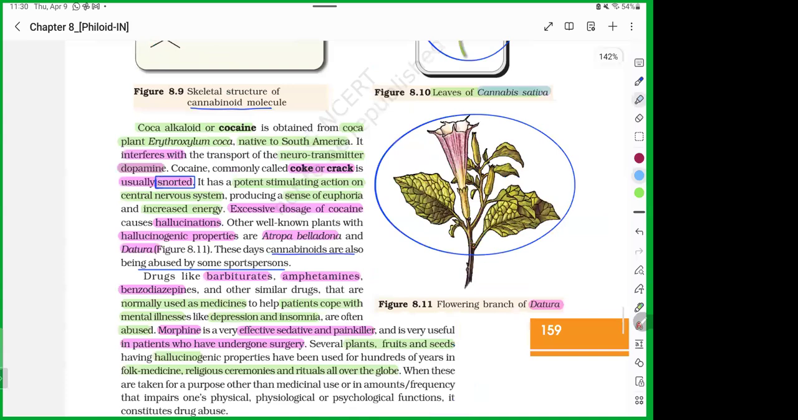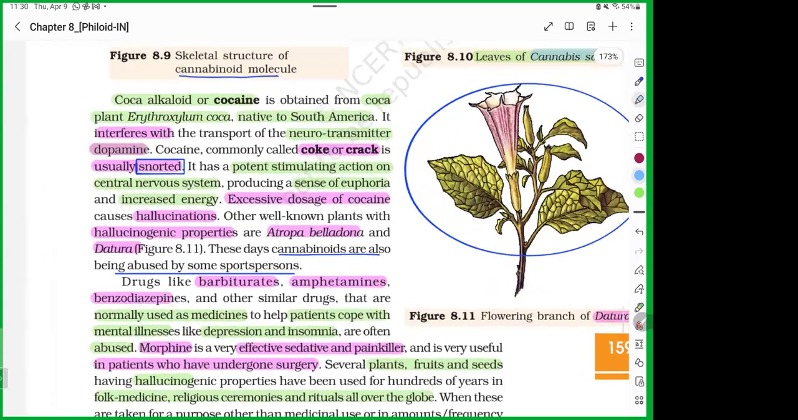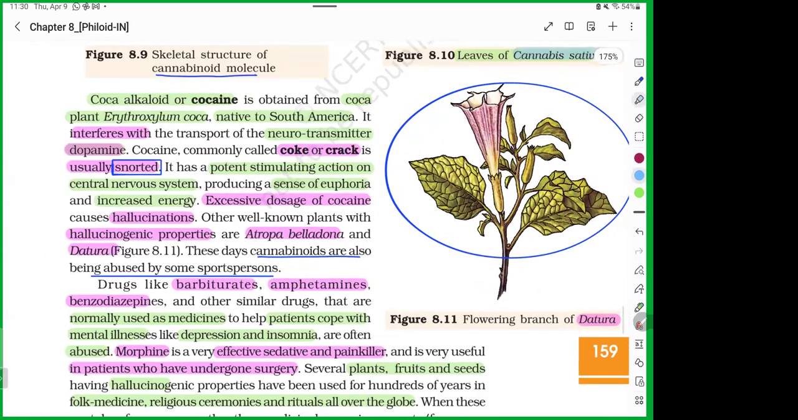Last is coca alkaloid or known as cocaine. Coca alkaloid or cocaine is obtained from the coca plant. What is the name of coca plant? Erythroxylum coca. This plant is present in South America, like the Amazon jungle. What is the role of the cocaine or coca alkaloid? It interferes with the transportation of dopamine.